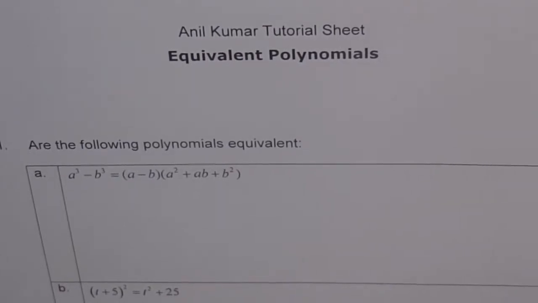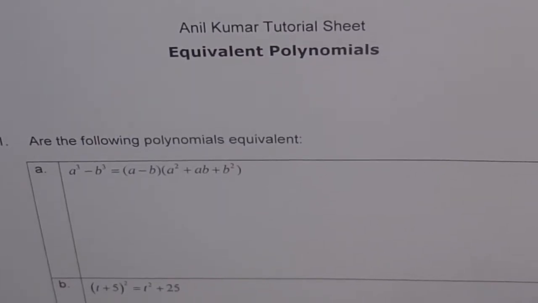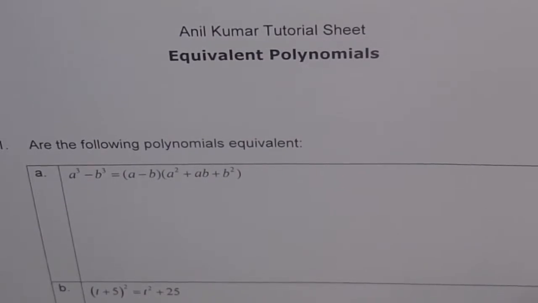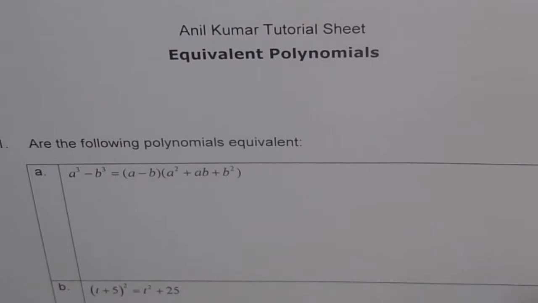Equivalent polynomials, right? We simplify polynomials and we get some expression. The expression which we get after simplifying the polynomial is always equivalent to the original polynomial. Sometimes if two polynomials are given to us and we need to find whether they are equivalent or not, how will you find it?